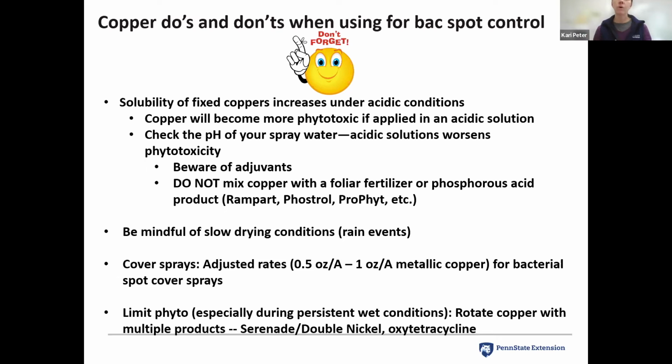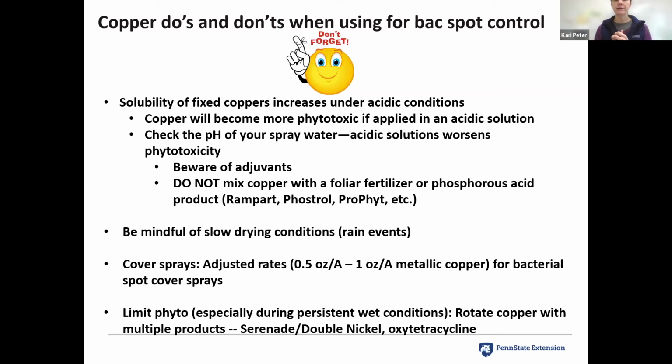Beware of adjuvants, and don't mix copper products with anything that penetrates the leaves really well, like foliar fertilizers or some of these phosphorus acid products. Slow drying conditions, just be careful what you're applying when you've got frequent rain events. For the cover sprays for peaches and nectarines, adjust it to 0.5 ounces or 0.5% to 1 ounce or 1% to the acre of metallic copper. Those are decent rates. And again, the higher the rate you go, the more control you'll get of bacterial spot on your peach, but the more phytotoxicity you'll get too. So this is the sweet spot that Norm figured out.